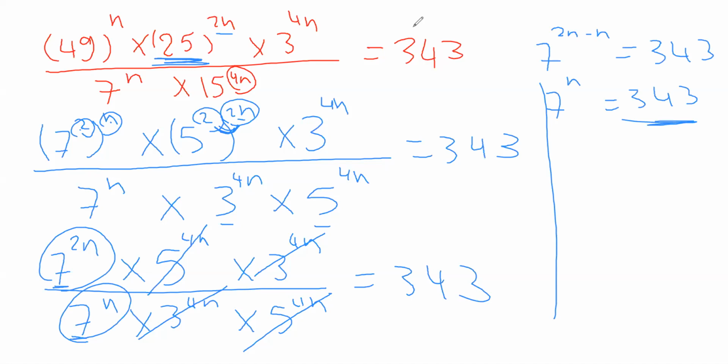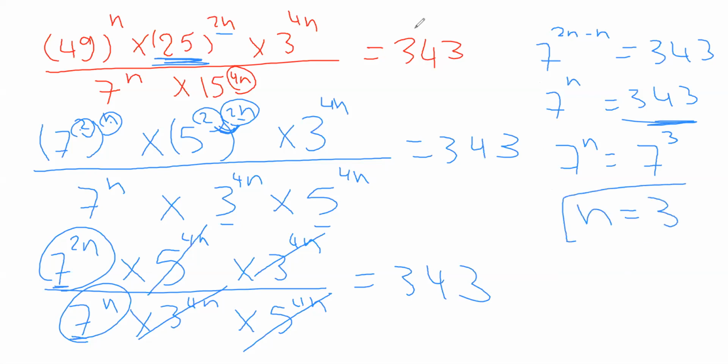Who remembers 343 is 7 power what? I can try it by calculator. It is 7 power 3. It's one of the perfect cube numbers. The cubic root of 343 equals 7. Do you remember? So it is 7 power 3. So n in this case equals 3.